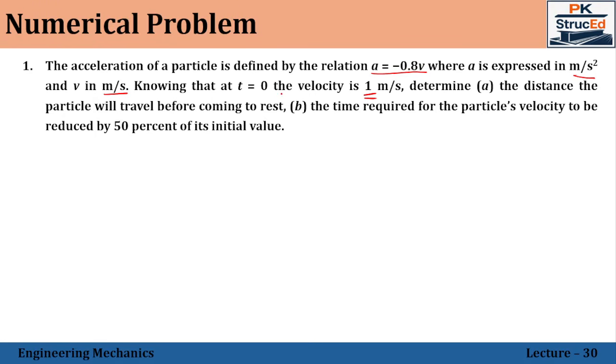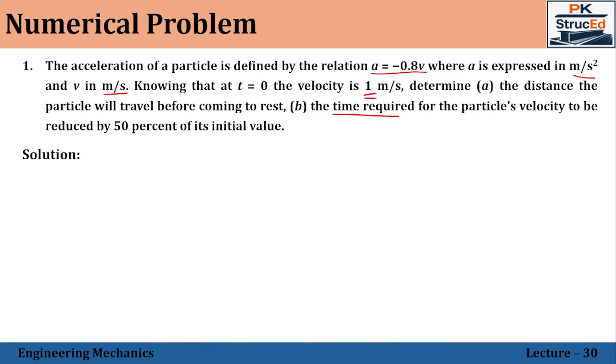Next, we need to determine the distance the particle will travel before coming to rest. That is the first question. And the time required for the particle's velocity to be reduced by 50% of its initial value. Here the initial velocity is 1 meter per second. Therefore, we are supposed to calculate the time required when its velocity is 0.5 meter per second. Okay, so let us go with this one.